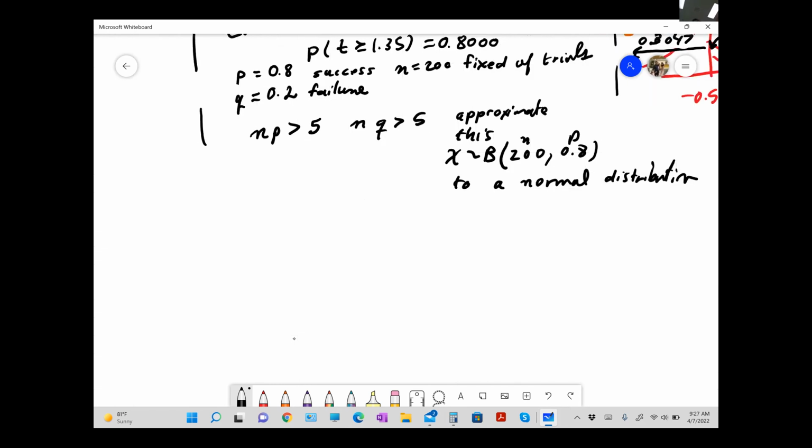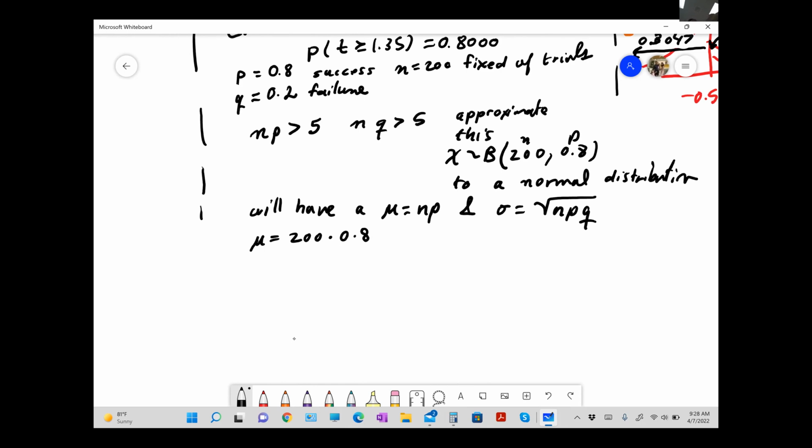And this normal distribution will have a mean of N times P and a sigma of the square root of N times P times Q. Once I determine that, your mean is going to be 200 times 0.8, and your sigma is going to equal the square root of 200 times 0.8 times 0.2. That's what you got.